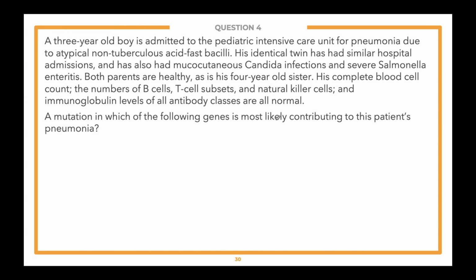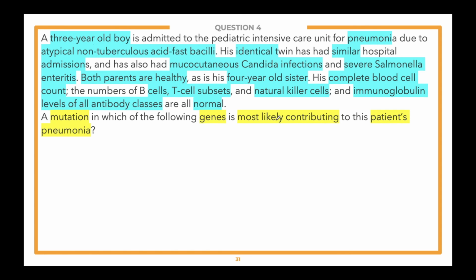Thank you, Sean. So once again, we're going to show you what we think are the important clues in this vignette and the lead-in. Starting off, we have a 3-year-old boy, and he's admitted to the PICU for pneumonia. They tell us specifically for atypical non-tuberculosis acid-fast bacilli. They tell us a little bit about family history, other infections the family has had, and then also some hematology and immunology lab work, okay?